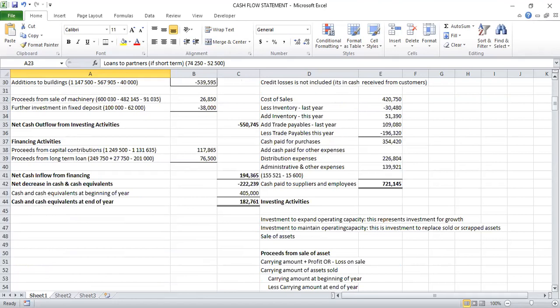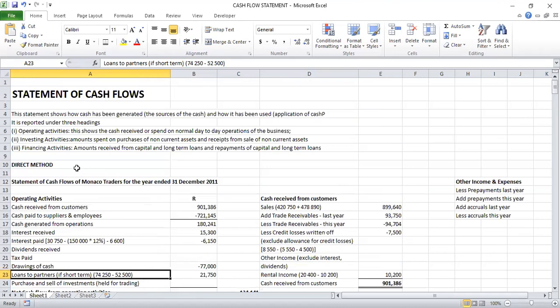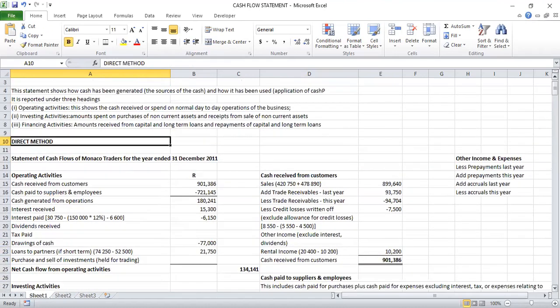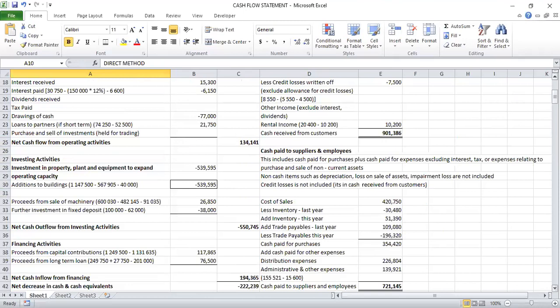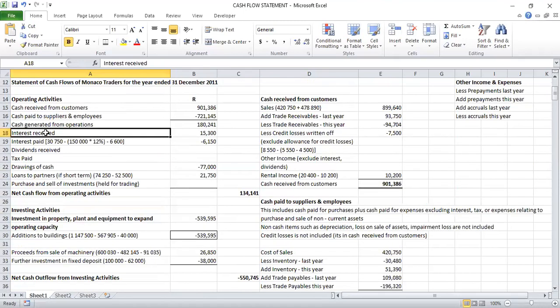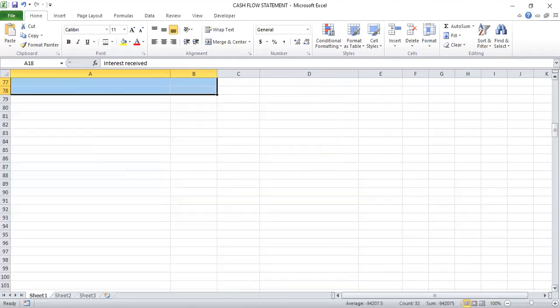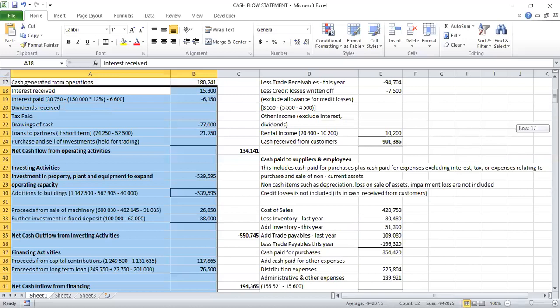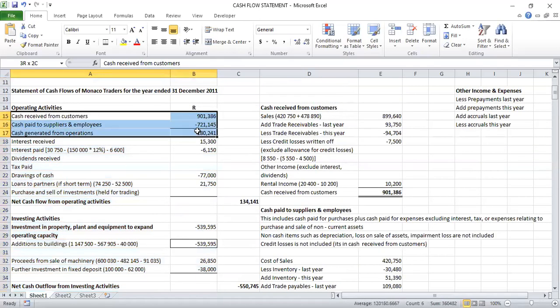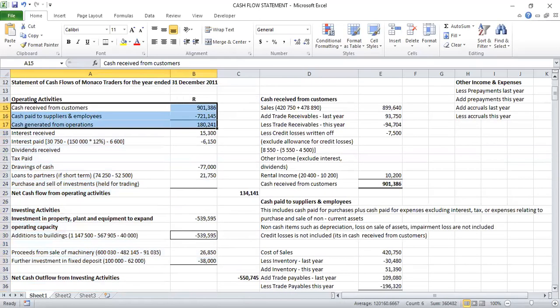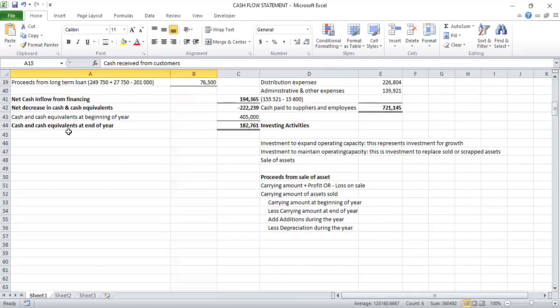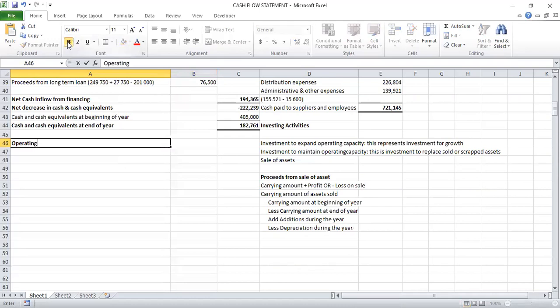All right. Then remember we said this was the direct method. Everything from here going downwards, whether it's the direct or indirect method, is the same. The only part that differs is this one. So I want to show you the operating activities using the indirect method.